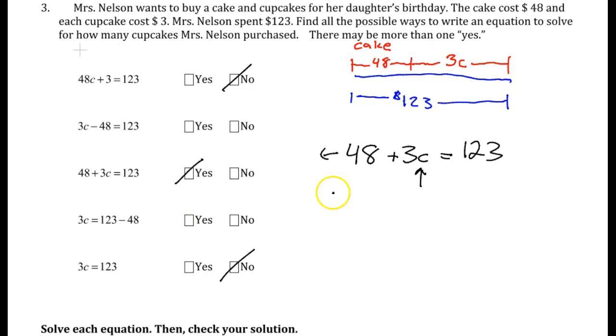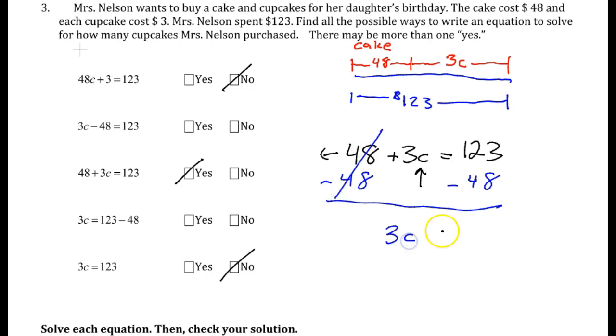But if we start solving this, let's say I want to subtract 48 on both sides, I'm going to start to solve the problem, right? I end up with 3C equals, well, whatever 123 minus 48 is. And that's what it says right here. It's just written horizontally. Instead of having the 48 below, it's written to the side. So that's the same thing, because you'll get the same answer.